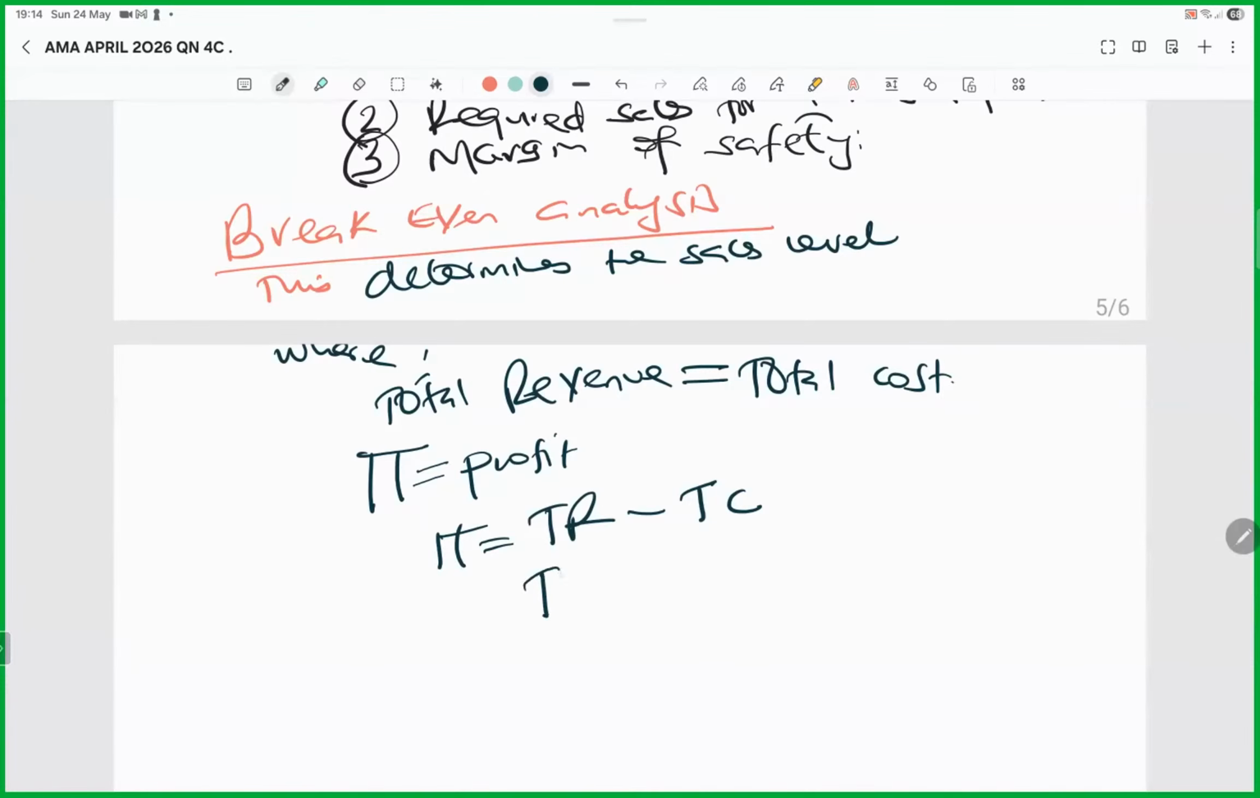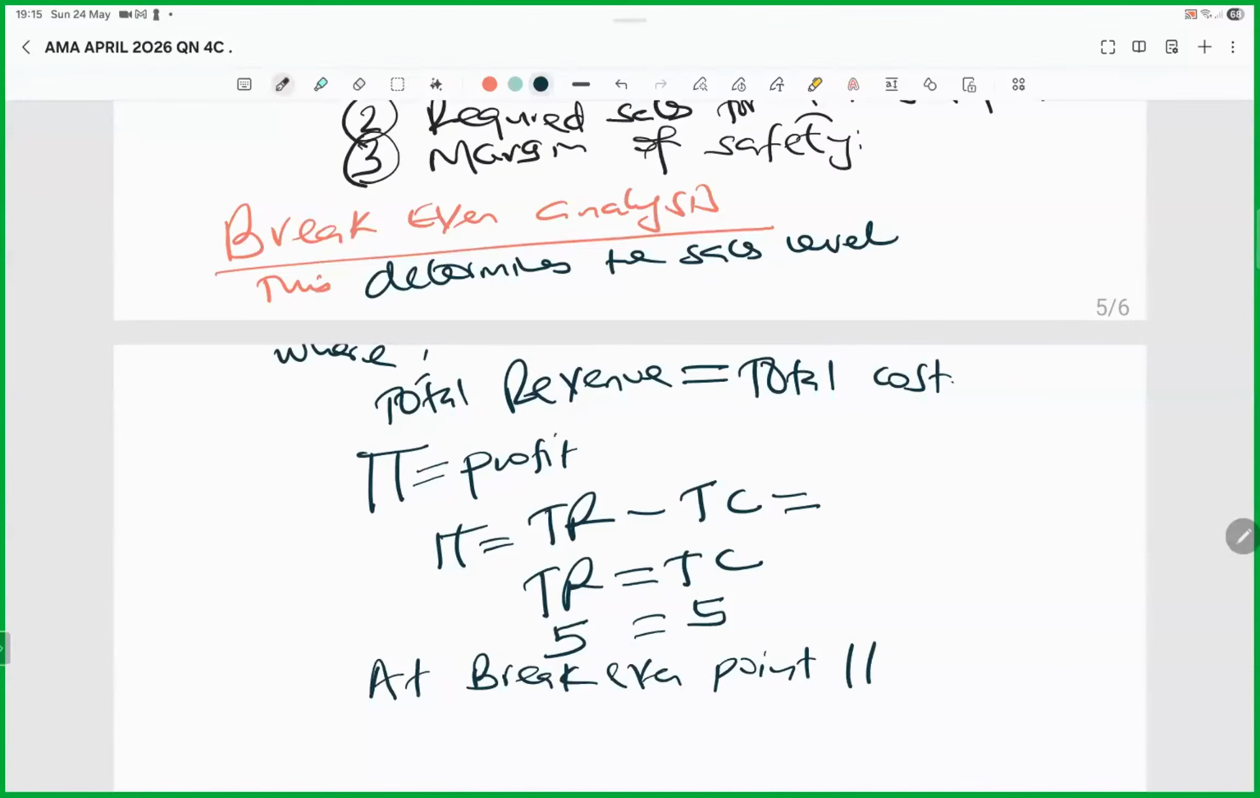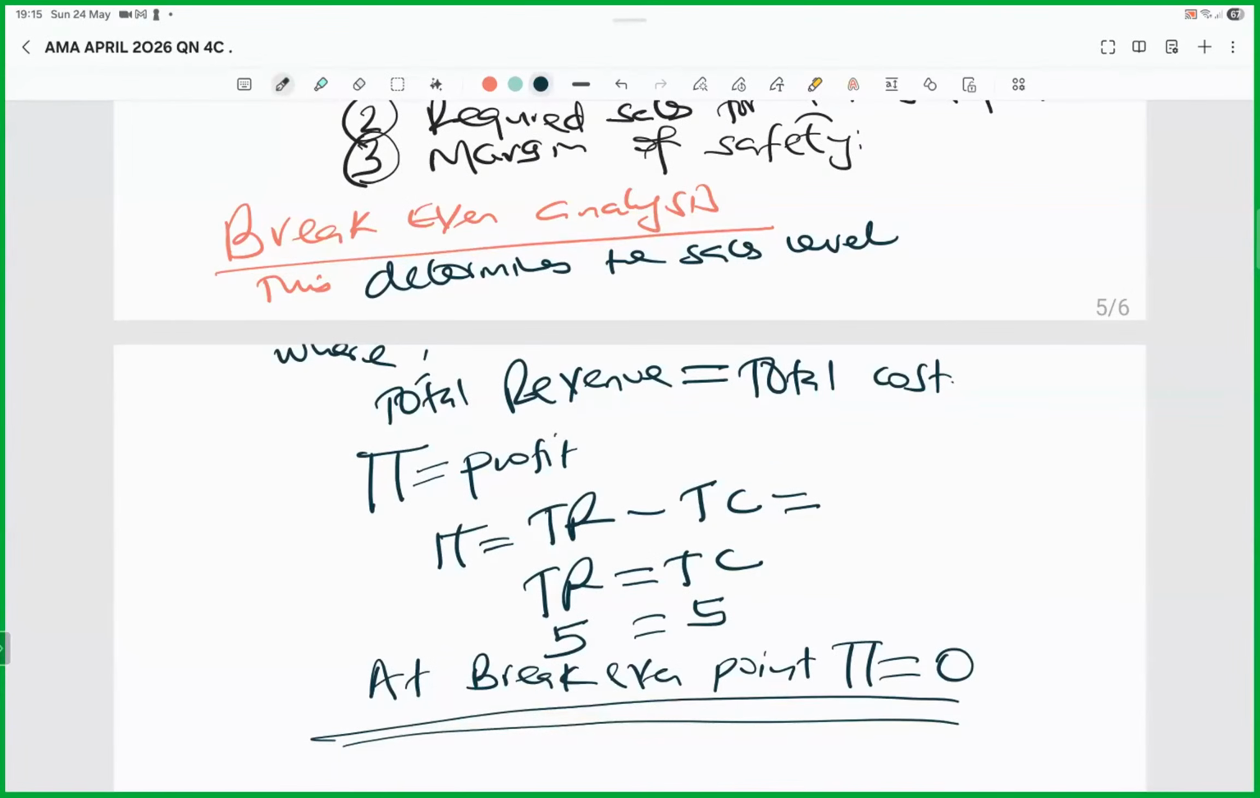So if we look at a point where total revenue equals total cost, as in you generate 5 shillings and you incur 5 shillings, and you subtract total revenue minus total cost, then you learn something very important: that at break-even point, profit is always equal to 0. Once you understand this, ladies and gentlemen, then you have understood most of the things that I would want us to do today. At break-even point, profit equals 0.